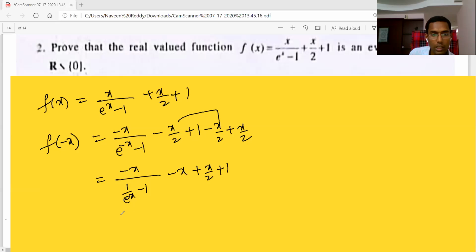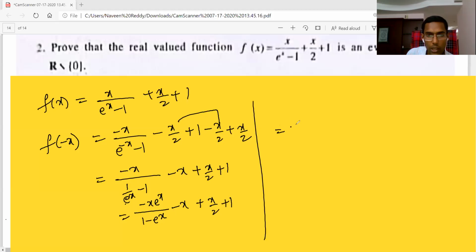So if I take LCM of this, I am going to get minus x e power x by 1 minus e power x minus x plus x by 2 plus 1. So then automatically what do I get here? Minus x e power x. If I take LCM, that is 1 minus e power x. So here I am going to get minus x plus x e power x. Understand this? I am bringing this side minus x plus x e power x plus x by 2 plus 1.